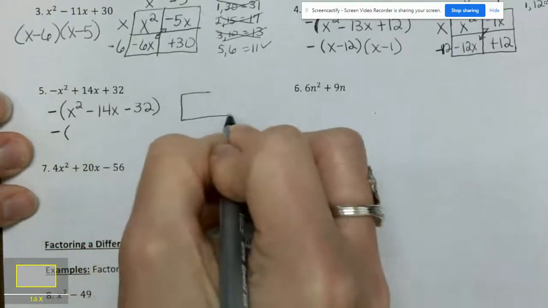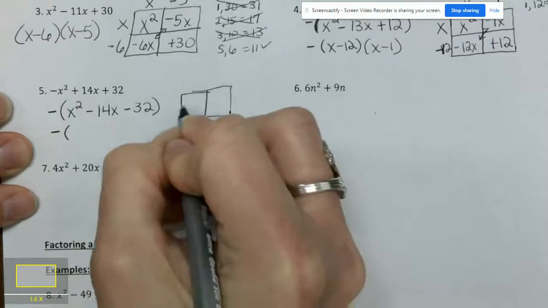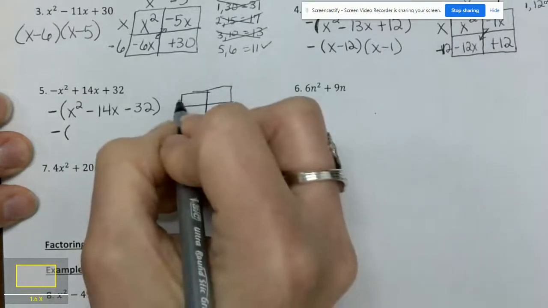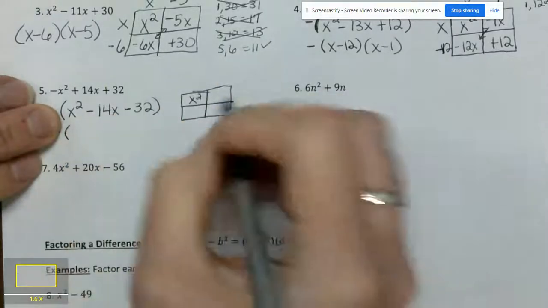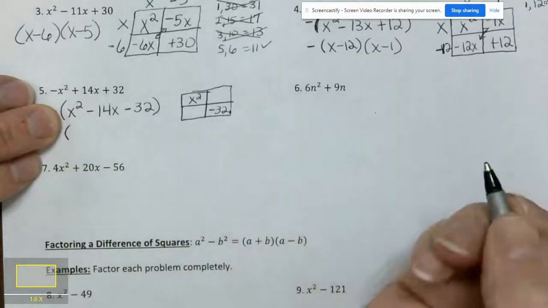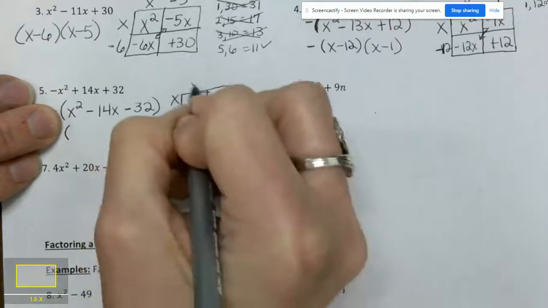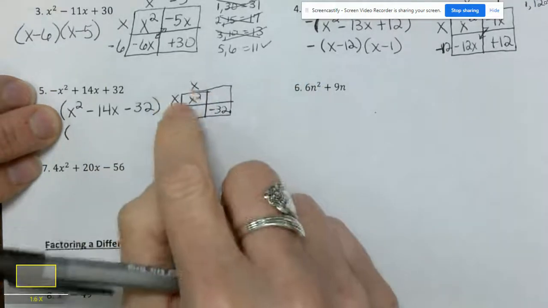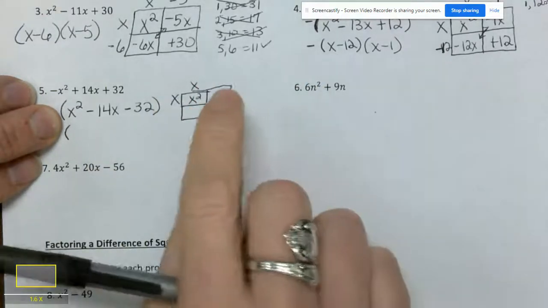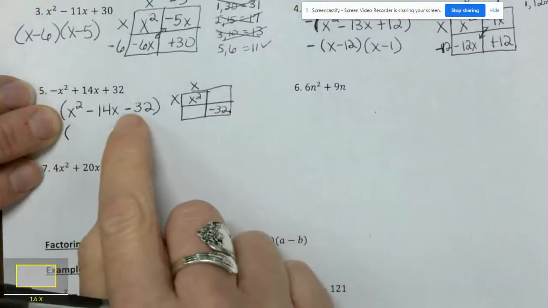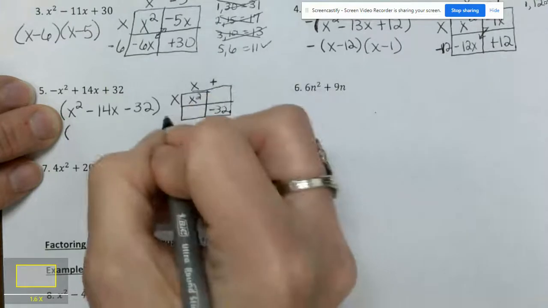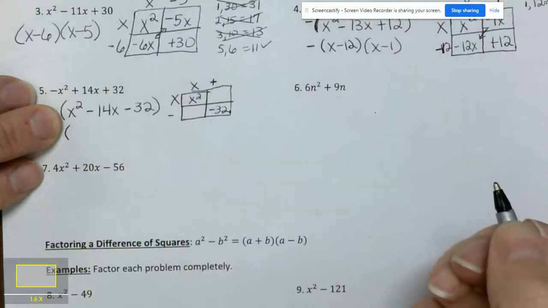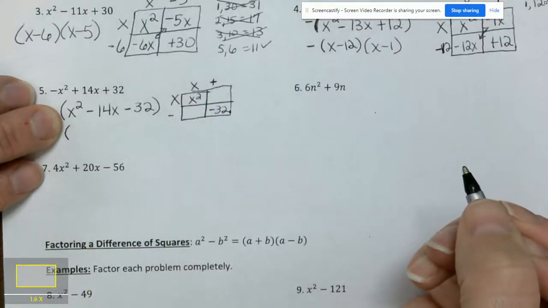Okay, so let's do our box here. And I did not make that big enough. All right, so we've got to get x squared there. That's our x squared. And then we've got to get negative 32 down here. All right, you know this is x and x, because x times x gives you x squared. Now this time, this is negative, which means that one of these is positive and the other is negative. So we've got to figure that one out.